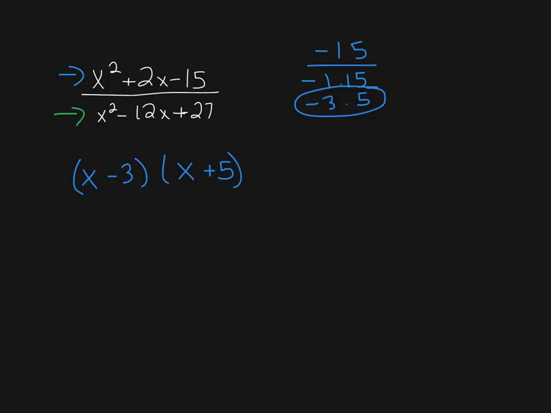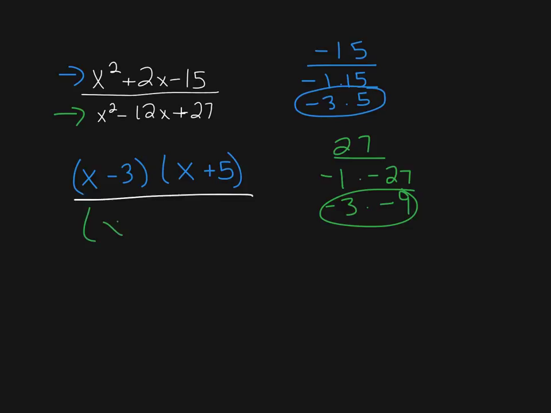Now let's factor the denominator. A times c here is positive 27. So now my signs are the same. And since b is negative, they'll both be negative. So negative 1 times negative 27, negative 3 times negative 9. And that works. It adds up to 12. So in my denominator, I have x minus 3 and x minus 9.